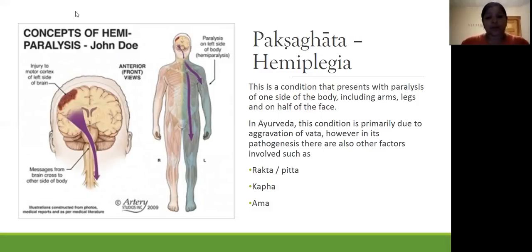Okay, so in Ayurveda, as I said, this condition is primarily a Vata condition, but it's not necessarily only Vata that's there in the pathogenesis of it. We also tend to have other factors such as rakta or pitta involved. You may also have presentations where kapha is involved, and there may be a situation where ama is involved.